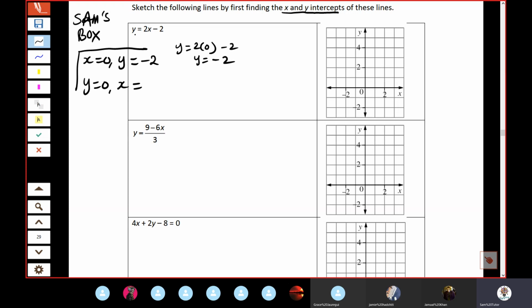When y equals 0, now the y bit here is equal to 0, it'll look something like this: 0 equals 2x minus 2. And look what you're solving for. You're solving for x. So you're going to plus the 2, and then we're going to divide everything by 2 because you're solving for x. 2 divided by 2 is 1. Anyone confused about that step right there? There usually is, so let me know, please.